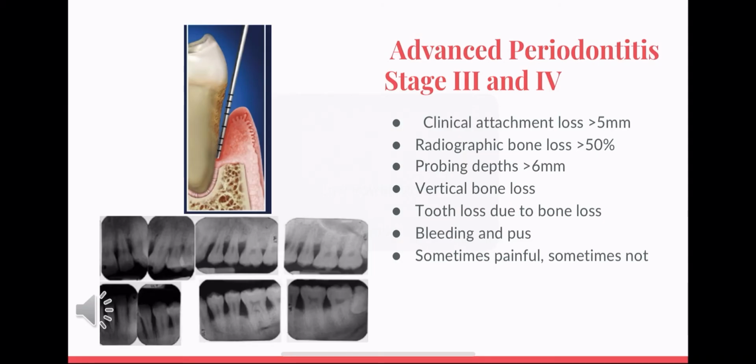The advanced stages of periodontitis are stage 3 and 4, and that's where you have an even bigger clinical attachment loss, and you're losing up to 50% of the bone supporting the teeth and the surrounding structures. You'll have deep probing depths of 6 millimeters or more, and you'll have vertical bone loss. And this is where we can see tooth loss due to bone loss. There's going to be bleeding and pus, and this can sometimes be painful or it can be asymptomatic.